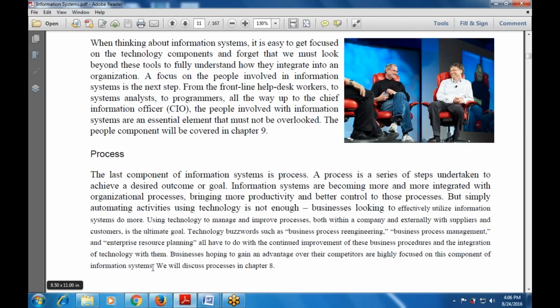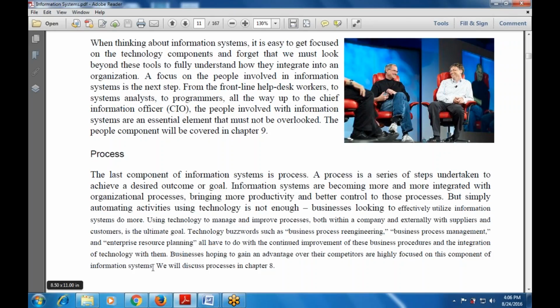And the last component of an information system is a process. A process is a series of steps undertaken to achieve a desired outcome or a goal. Information systems are becoming more and more integrated with the organization's processes, bringing about productivity and better control of the process.